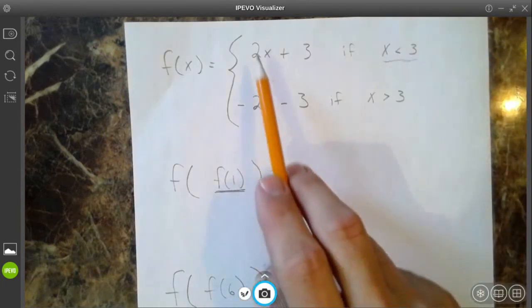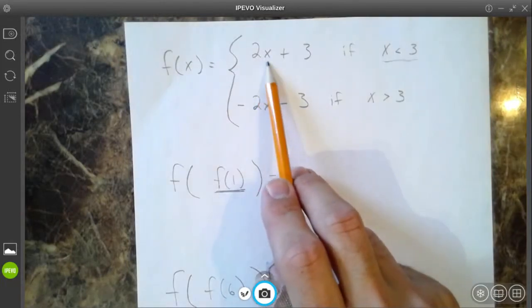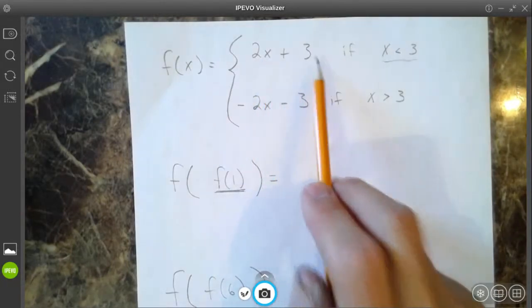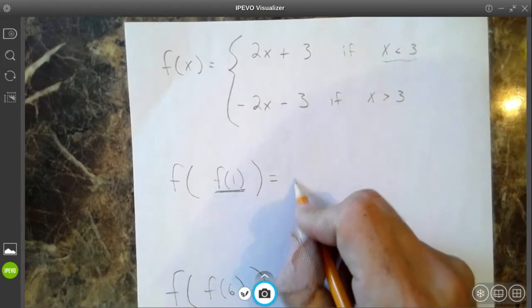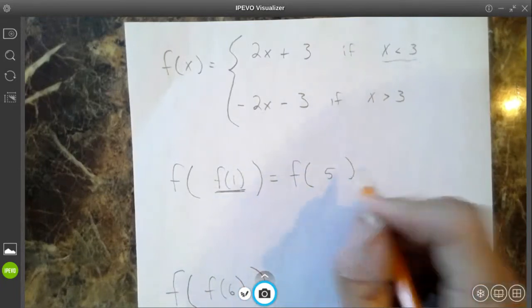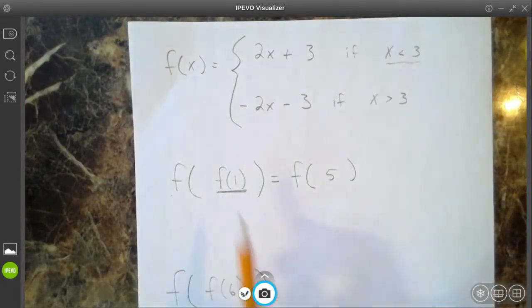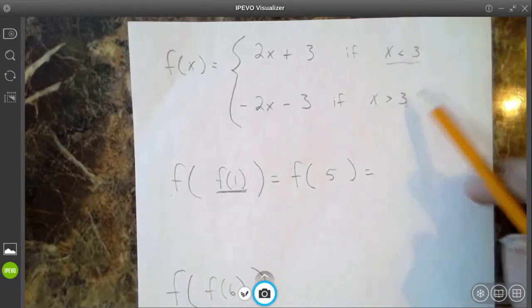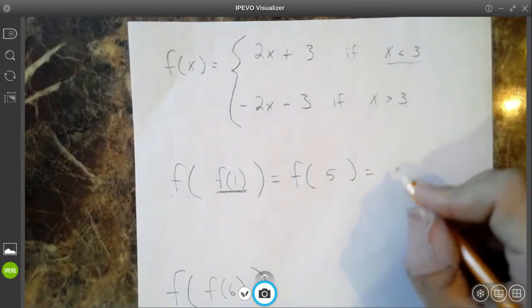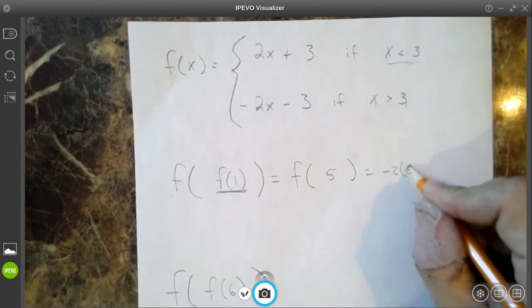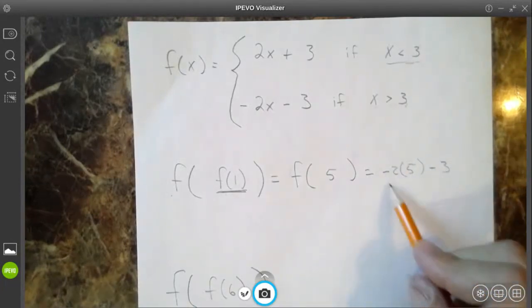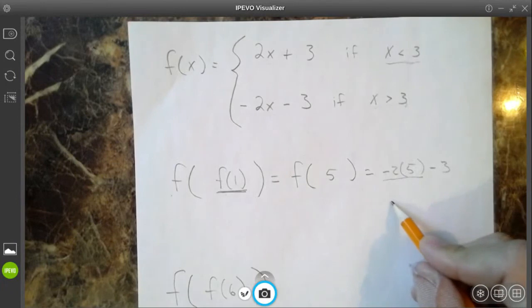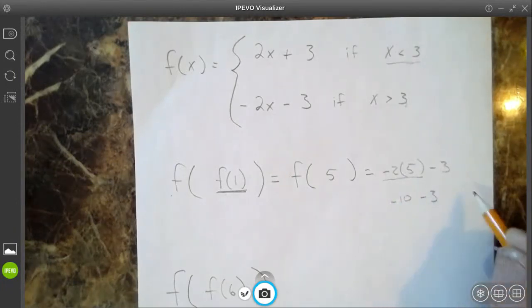So plug in 1 for x here. 2 times 1 is 2. 2 plus 3 gives you 5. So we're doing f of 5. Now that we're doing f of 5, we're talking about a number that's bigger than 3, so that means we're going to be using this function. So it's -2 times 5 minus 3. This is -10, and -10 minus 3 is -13.